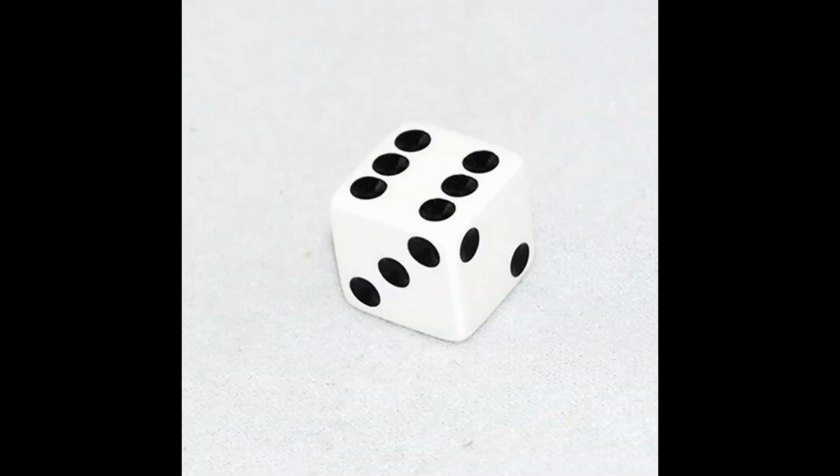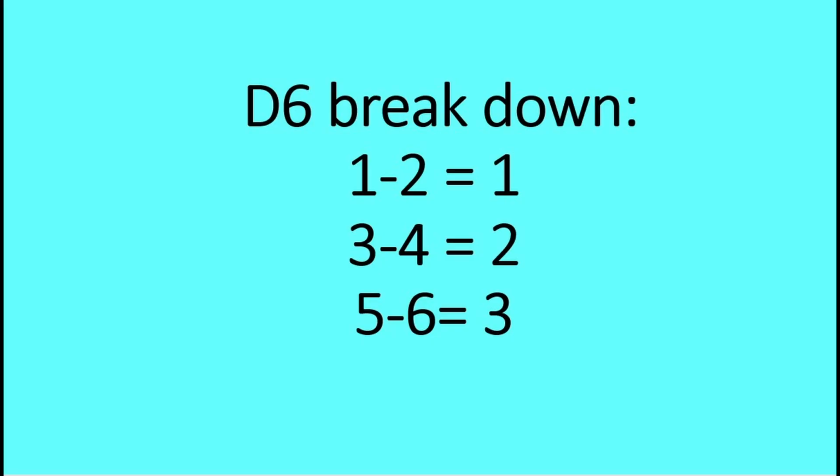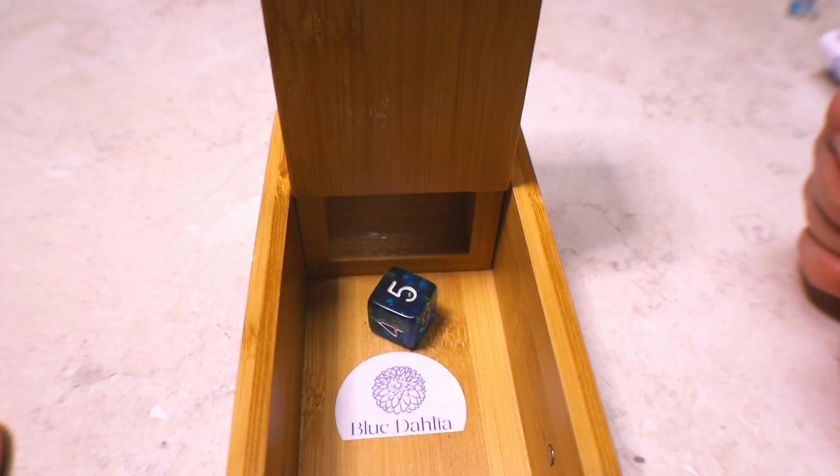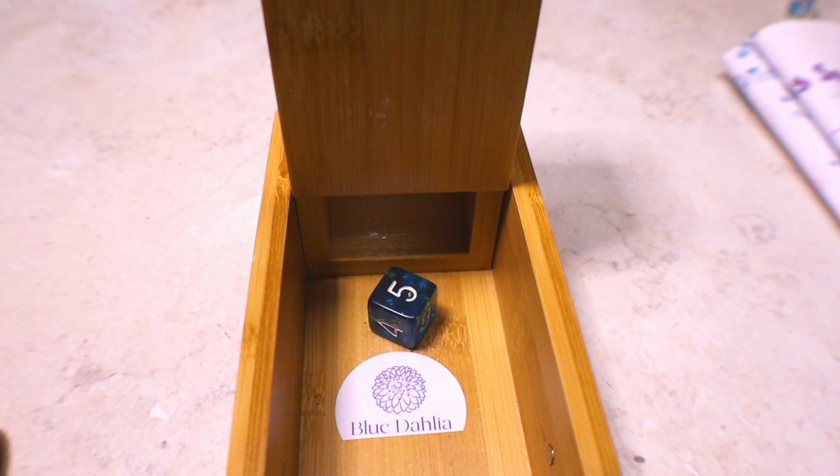I'll be rolling a d6. How this works is if I get a 1 or 2, it equals 1. 3 or 4 equals 2. 5 or 6 equals 3. That will tell me which third of the list I'll be selecting a book out of. I rolled a 5, so I'll be selecting off the bottom third of this.